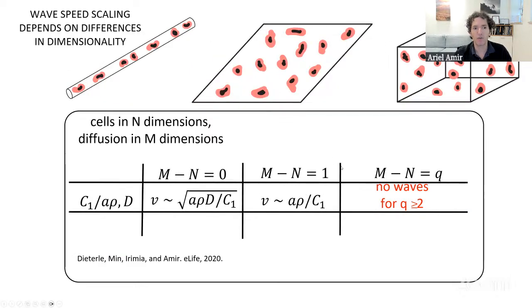So to summarize so far, I showed you that if the dimension of the cells is the same as the dimension in which the LTB4 diffuses, then we get, regardless of the absolute dimension, this square root scaling on the parameters. If there is a mismatch of 1, like the example I just showed of cells in 2D but diffusion of LTB4 in 3D, we get this different scaling. And in a similar way, we can show that if the mismatch is larger, then the system cannot support any waves. If I had a 1D tube with cells, but diffusion would happen in 3D, the system would not support traveling wave solutions.